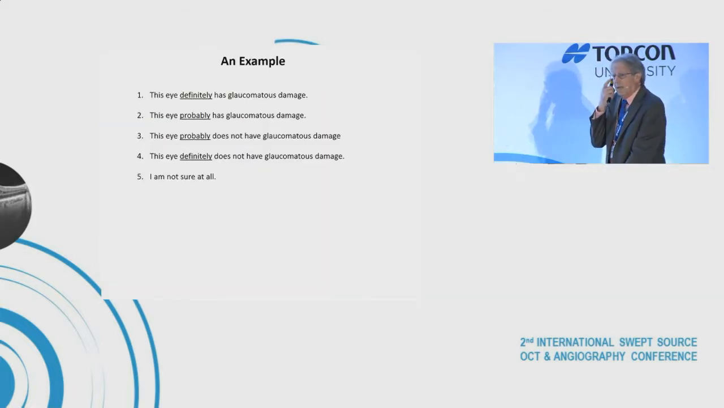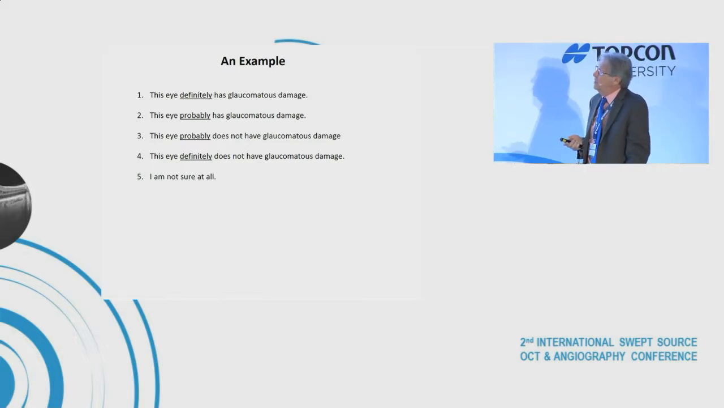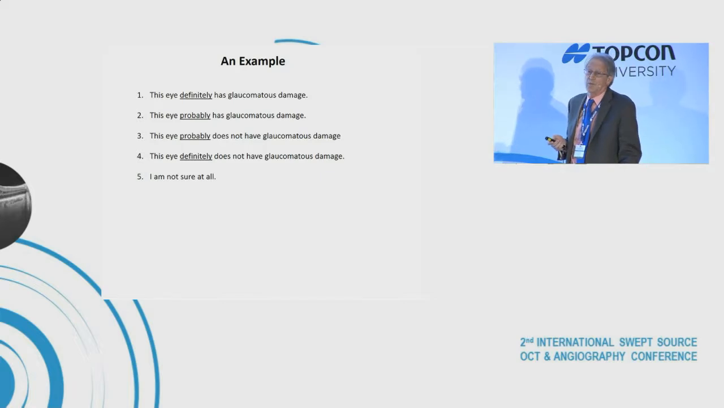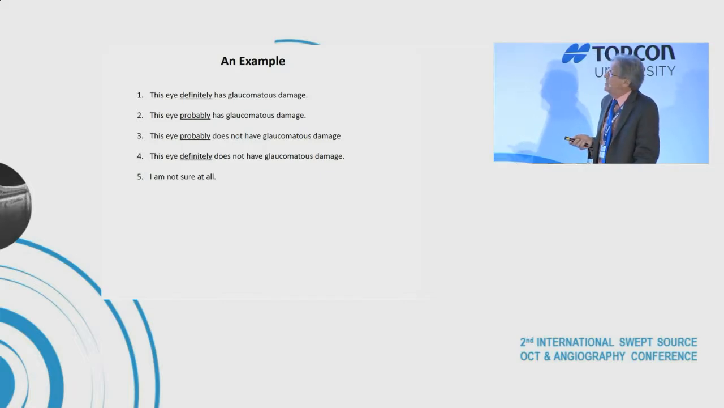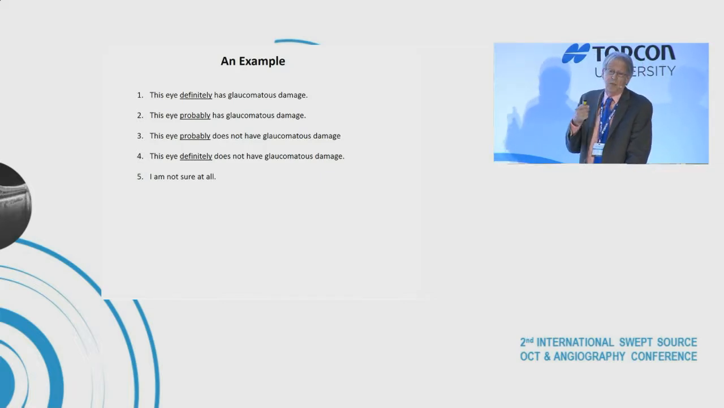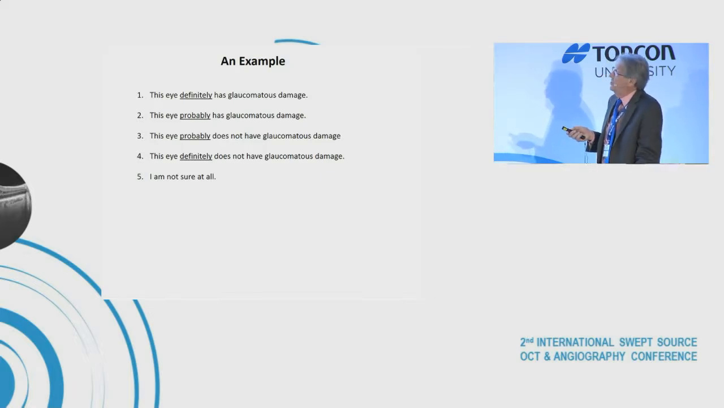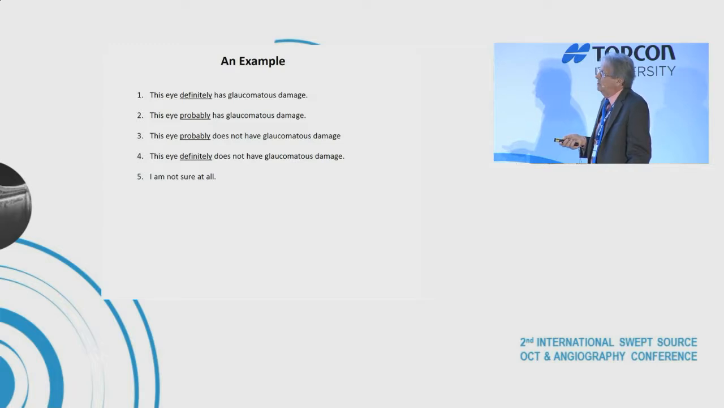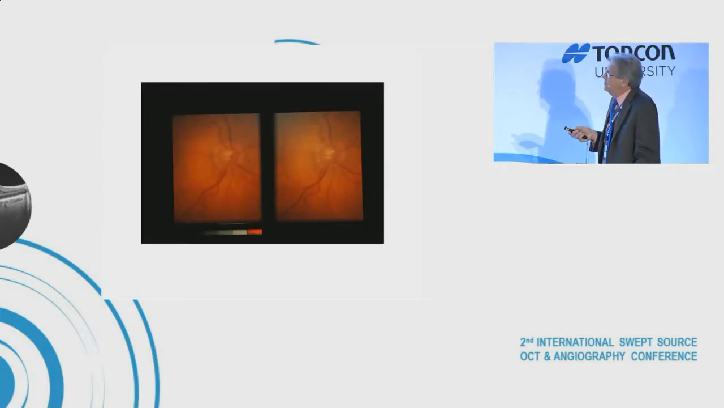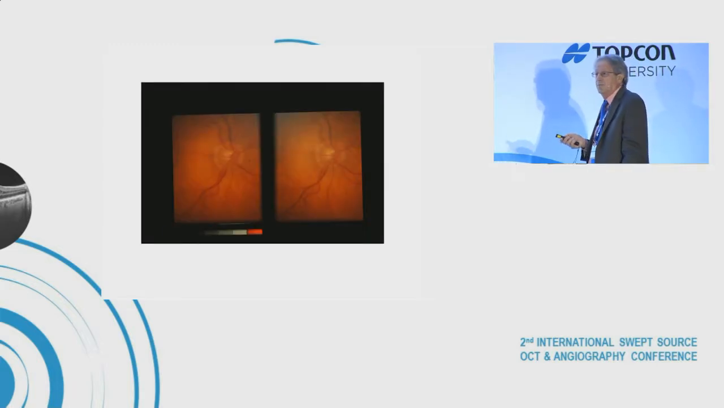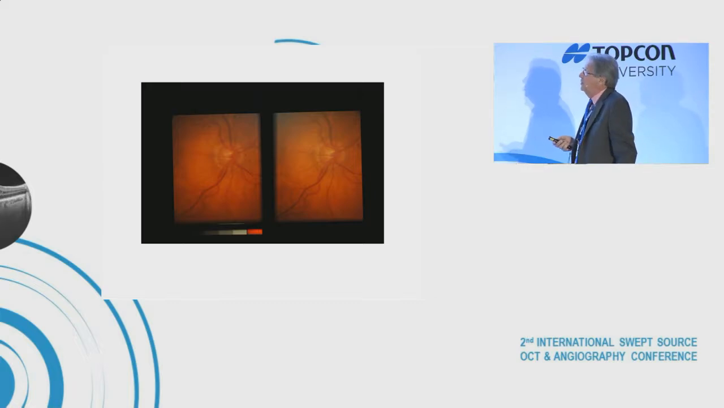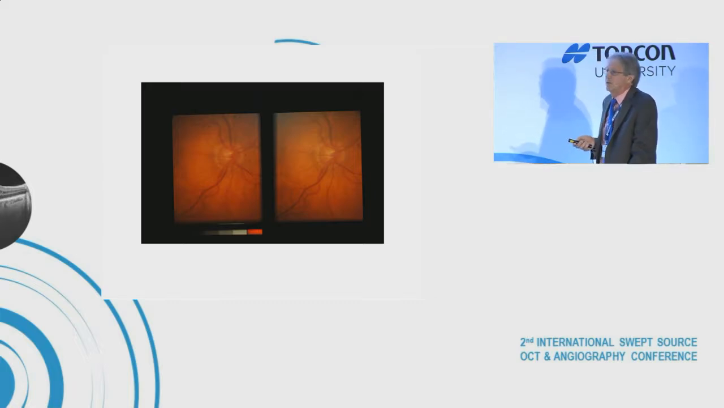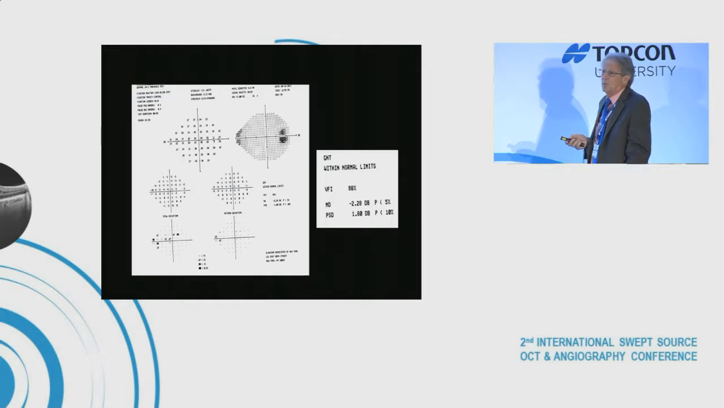All right, so I'm going to give you an example for clinical utility. This is an example I've used in a number of lectures with glaucoma specialists. I'm going to show them the tests they usually have and ask them whether this eye has glaucomatous damage. Probably, definitely doesn't, or I'm not sure. Here's the fundus photo. The experts in the room, some may call it normal, some may see something that's a little suspicious. Here's a visual field.